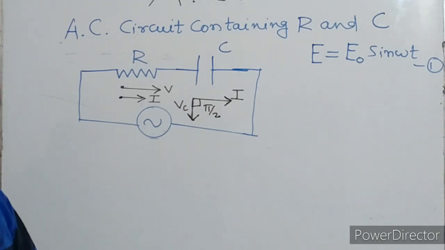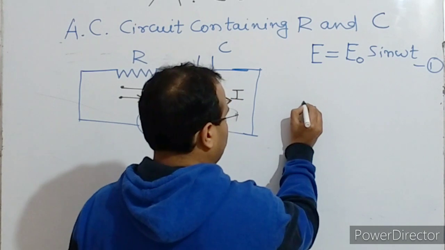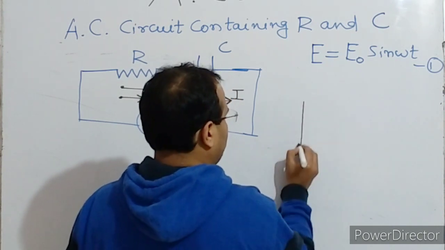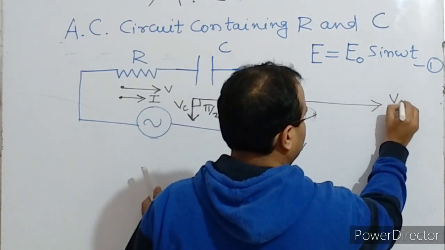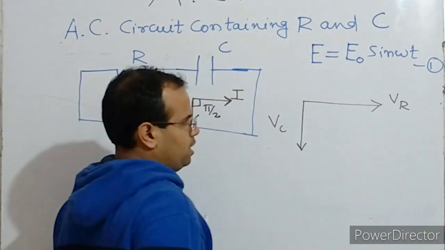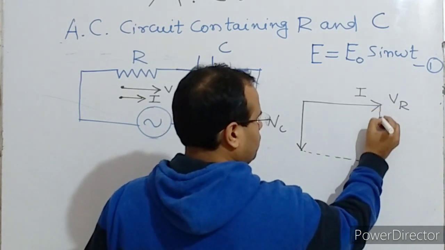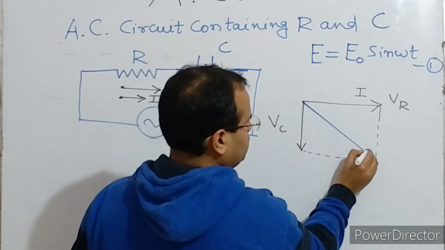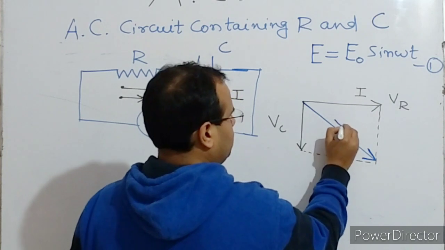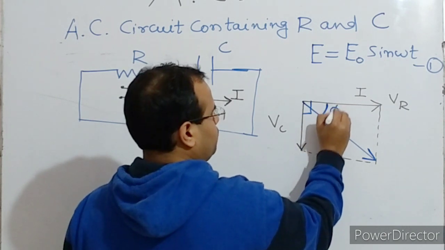Now when we are talking about the combination of resistance and capacitor, if we combine these two, here we have the voltage across the capacitor VC. Here we have the voltage across the resistor VR, and the angle between them is 90 degrees. This is also the direction of the current. Now if we complete this and find the resultant, this is the resultant V, and this angle is the phase angle, that is phi.